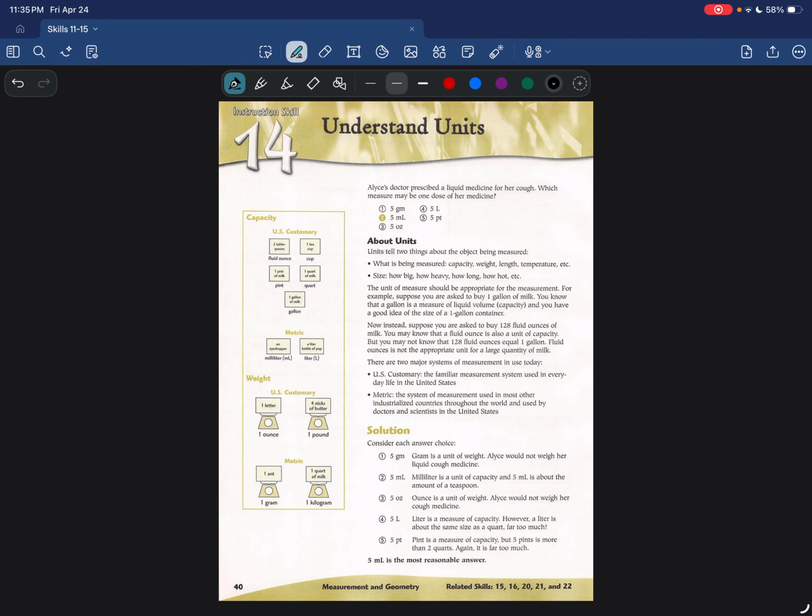Millimeters, that's a tiny distance. Kilometers, this is the one we want. We can eliminate number 5 because liters is a liquid measurement, not a distance measurement.